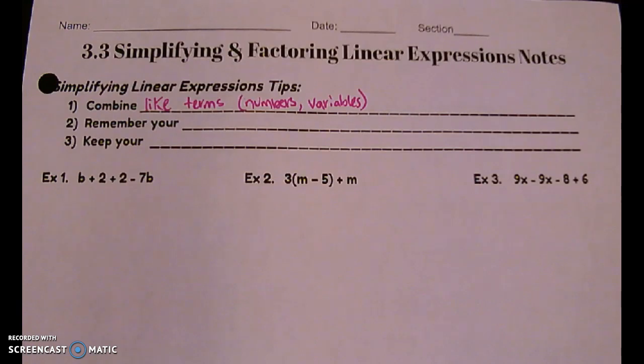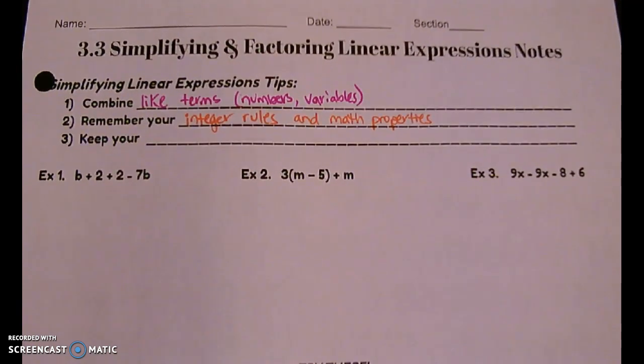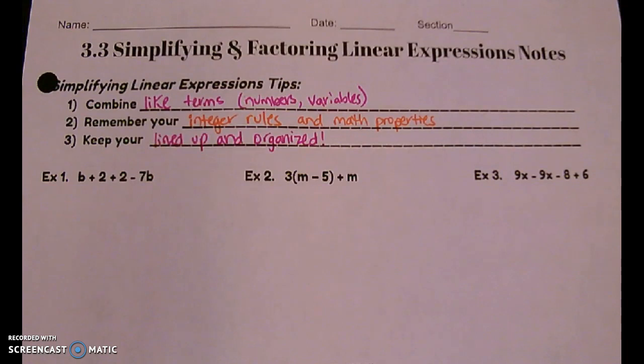The second tip is to remember your integer rules and math properties. We are going to be adding, subtracting, multiplying, and dividing a lot of positive numbers and negative numbers. So you need to make sure that you remember your integer rules for those types of situations. As far as math properties are concerned, you are going to need to remember properties such as the distributive property, because we're going to be seeing a lot of those as well. Finally, the last tip is to keep your answers and your work lined up and organized. Remember that when we're solving these expressions, we need to be making sure that we put our equal signs all the way till we get our final answer.